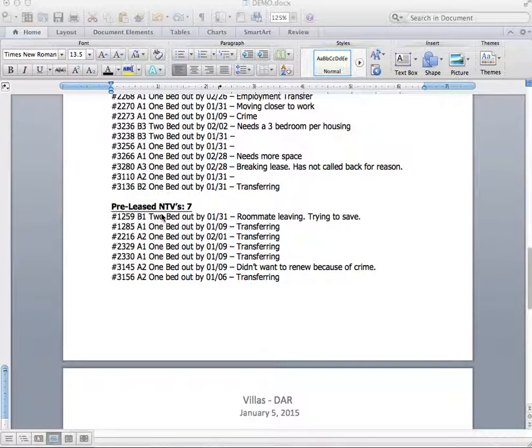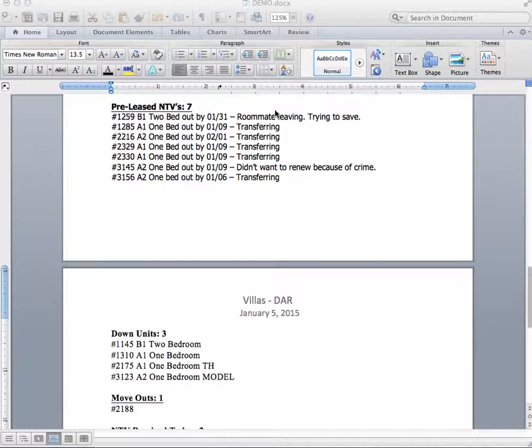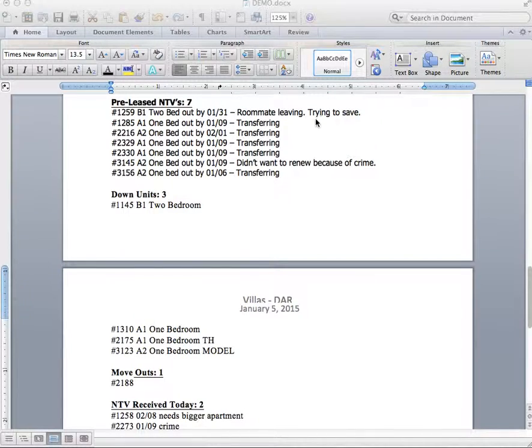See how many pre-leased NTVs we have? 7. We see what the plan of action is here. So we see that this person is a notice to vacate because their roommate is leaving, and the property staff is trying to save that unit. So they may be offering them a studio or a 1-bedroom, something that may be a little more economical for them, so that we don't lose that resident.